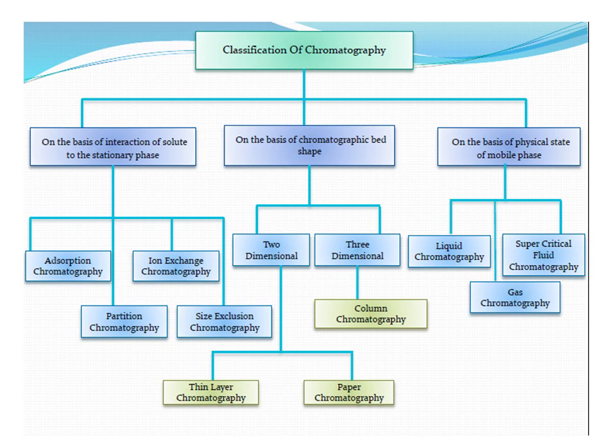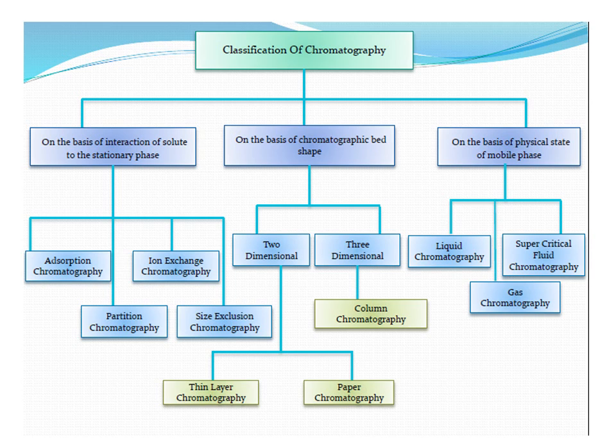And this is the classification of chromatography. It is broadly classified on the basis of interaction of the solute to the stationary phase, on the basis of chromatographic bed shape, on the basis of physical state of the mobile phase. And the first one, that is the stationary phase, is divided into actually 4: adsorption chromatography, partition chromatography, ion exchange chromatography, size exclusion chromatography. No further classification. Okay, adsorption, ion exchange, partition, size exclusion, all are important big questions, right?